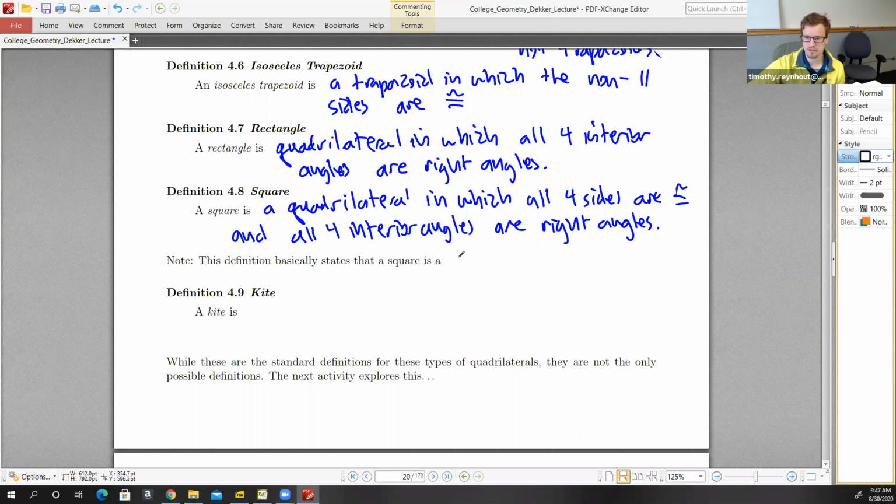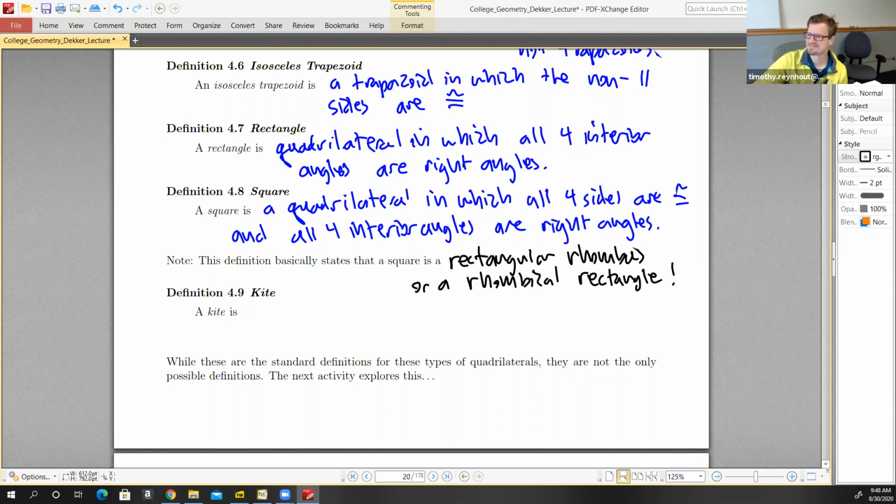So we can call this, right, a square is a rectangular rhombus. Cool, right? So it's just two things. So a square is nothing new. It just satisfies two other definitions. Or that's one way you can say it. A square is a rectangular rhombus. Or you can say it is a rhombical rectangle, which is just really fun to say. A rhombical rectangle. Haha, nah, fun. All right.